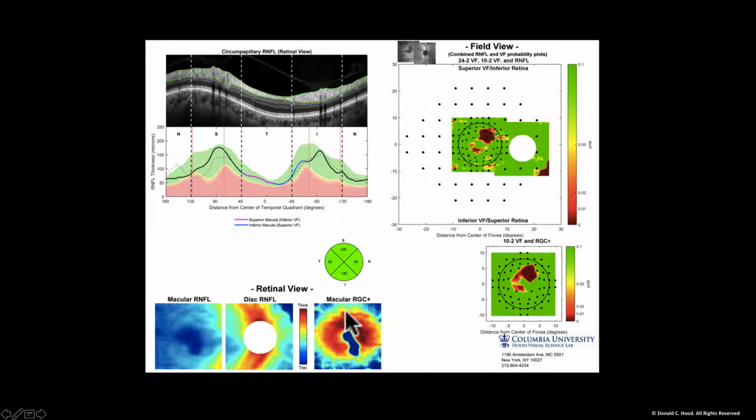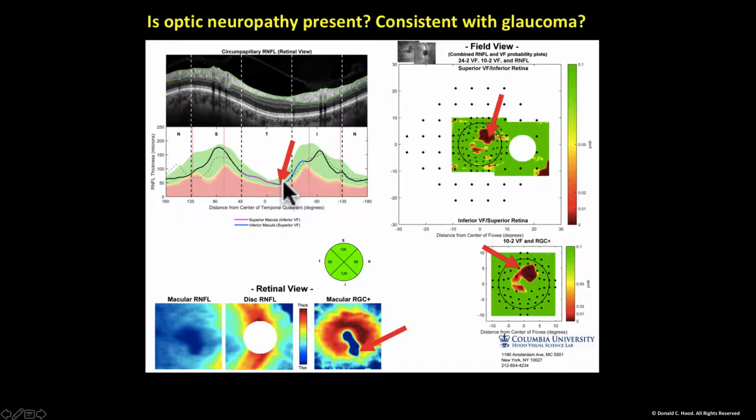And if you look at the ganglion cell plot, there it is. Something's missing. There it is on the probability map. There it is on the retinal nerve fiber layer map. So it's real. Is it glaucoma though? Subtle, deep depression there. So is optic neuropathy present, and is it consistent with glaucoma?